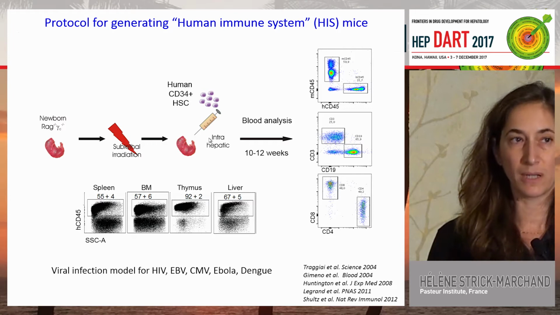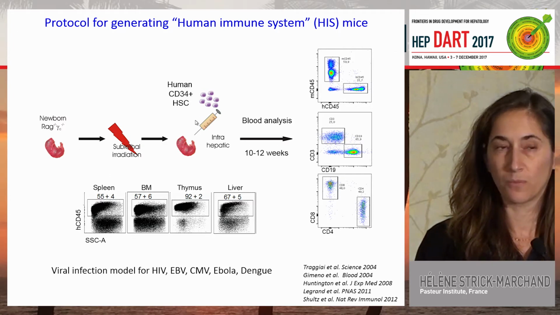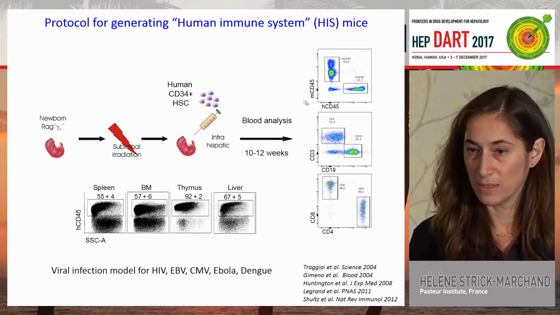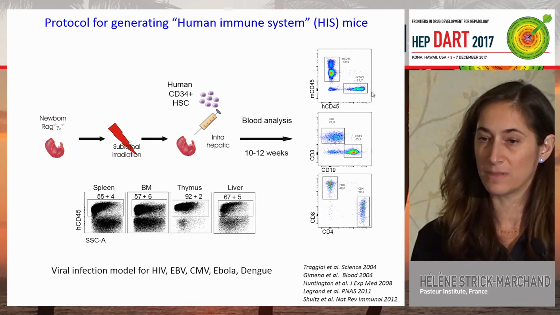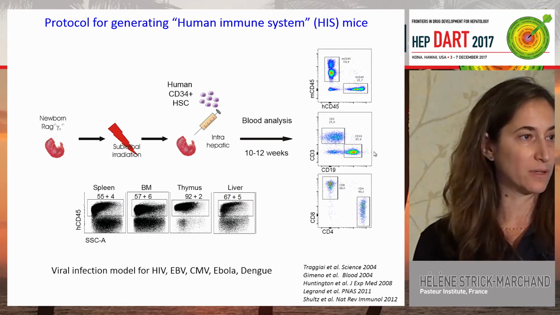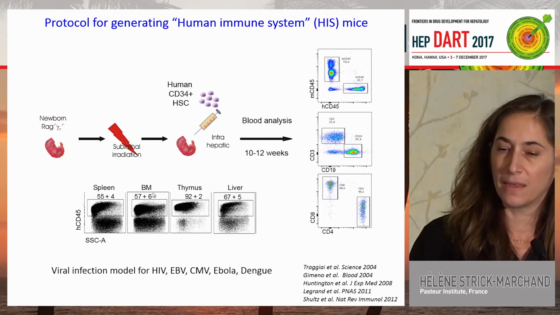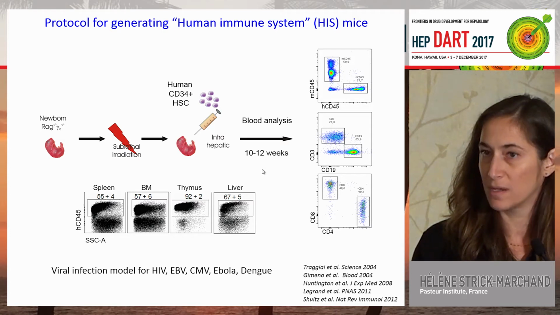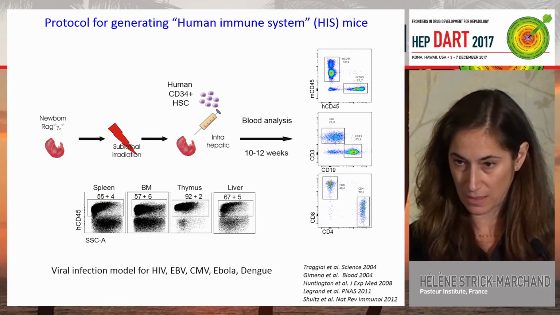To generate the humanized immune system model, we take the newborn animals, we irradiate them, and we inject them with human hematopoietic stem cells. Then after about 10 to 12 weeks, we can analyze the reconstitution in the blood by FACS. Here you're seeing human CD45 compared to mouse. You see CD3 and CD19 cells, the CD4 and CD8 populations, as well as monocytes, which aren't shown here. If you look in the different organs, you see that the primary and secondary lymphoid organs are reconstituted. So we have a full population of hematopoietic cells in the animals.